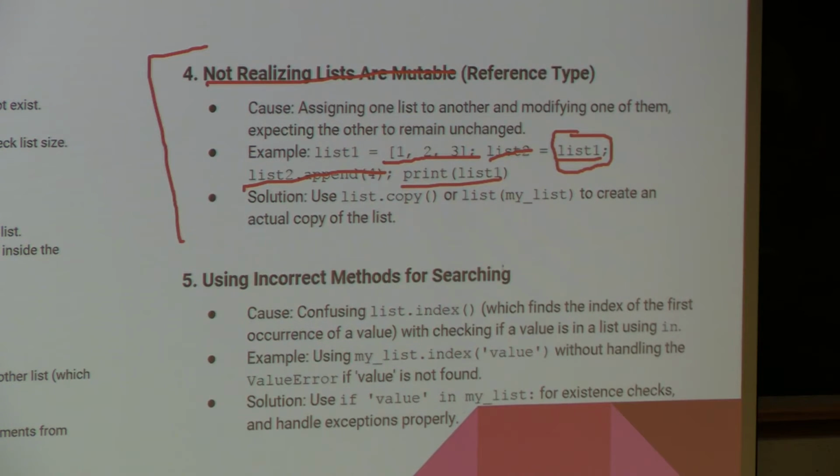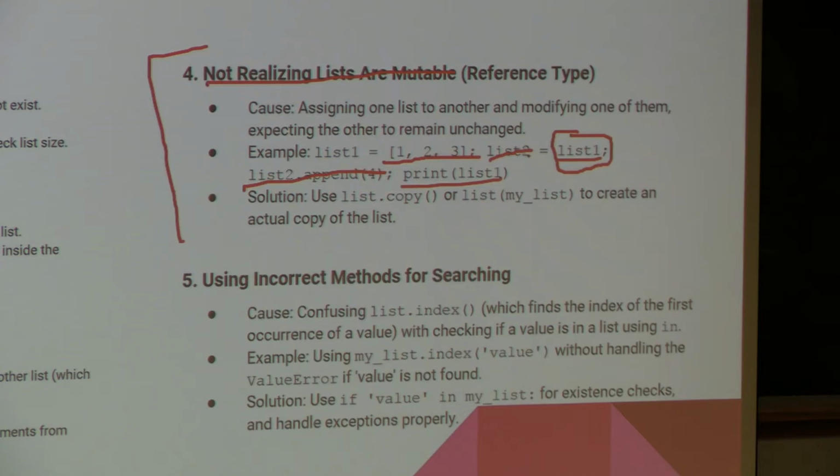Using incorrect methods for searching. Yes? So for the not realizing list is mutable bit: if I have list 1 and then list 2 as defined, and then I change list 1, does that affect list 2? Yes, obviously, because it's referring to the same object. So without rerunning list 2 equals list 1, it still changes list 2.